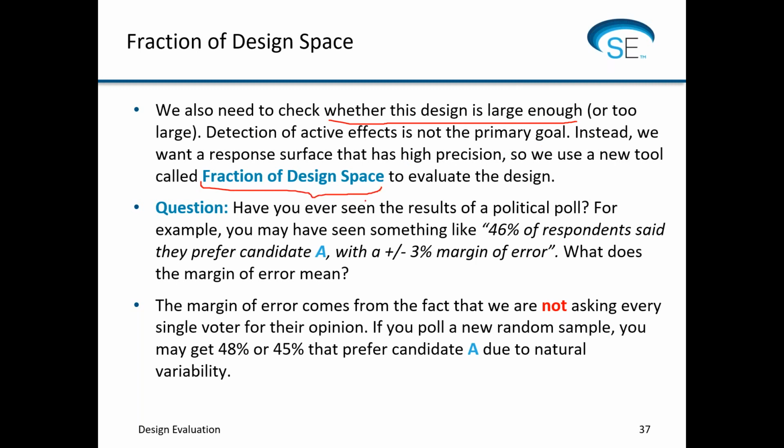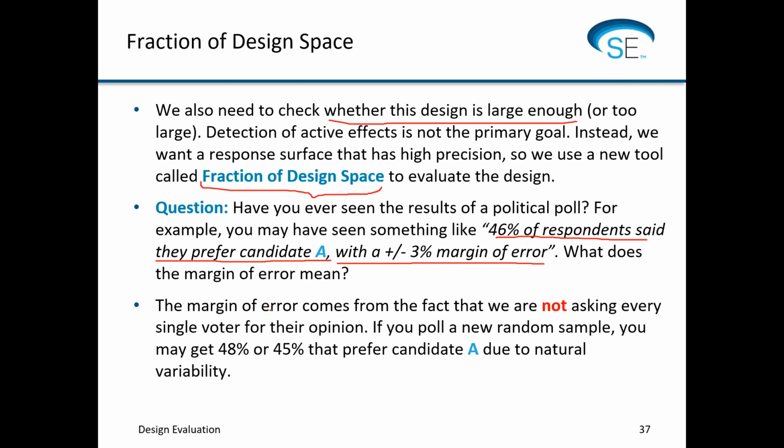Now, a lot of people have a really hard time intuitively understanding the fraction of design space plot. So here's the question I always like to ask. I think everybody here has probably seen a political poll. We get them every 2 years, we're bombarded with them. And you might see something like 46% of respondents said they prefer candidate A, but there's always a ±3 margin of error. So the question is, what is this margin of error and why are they reporting it?